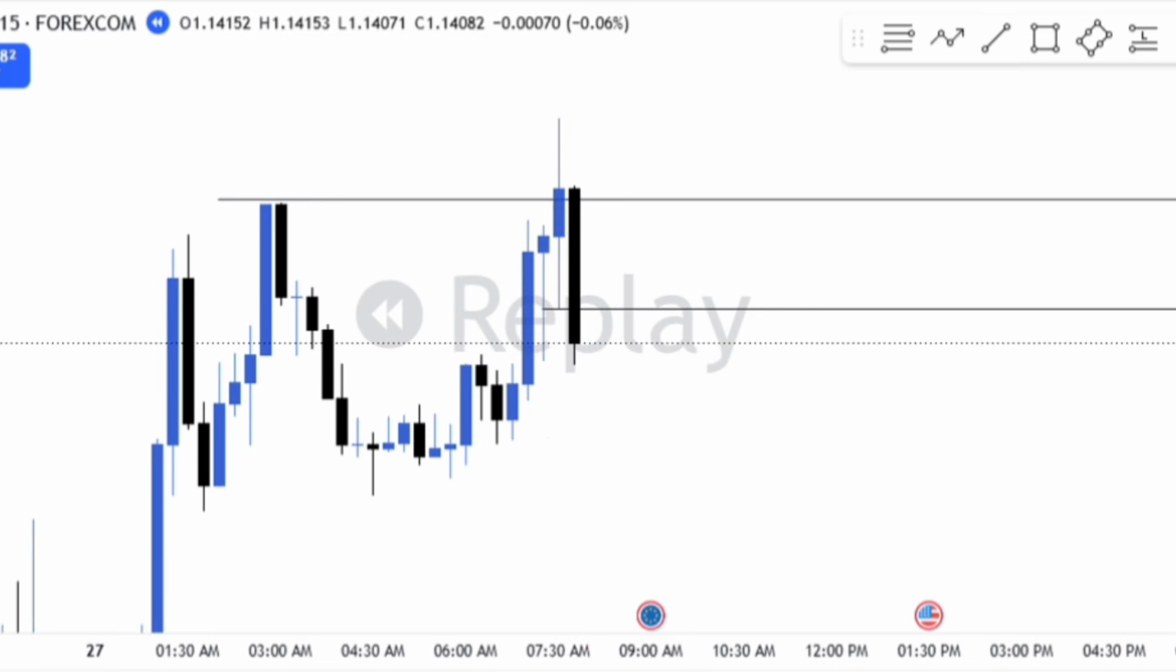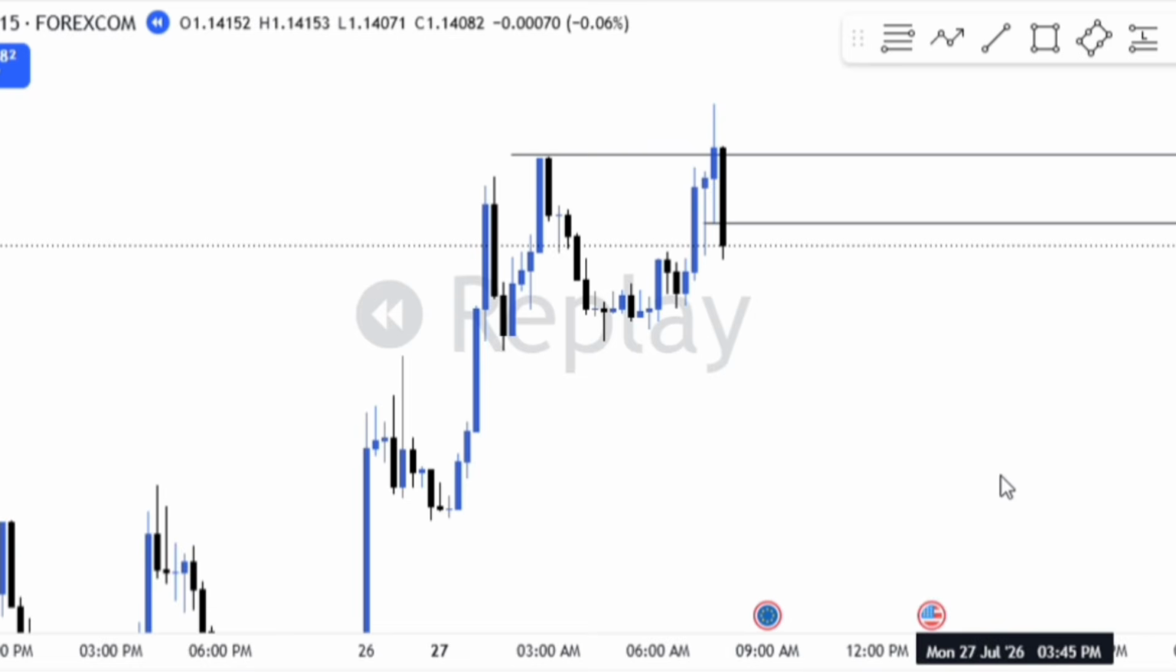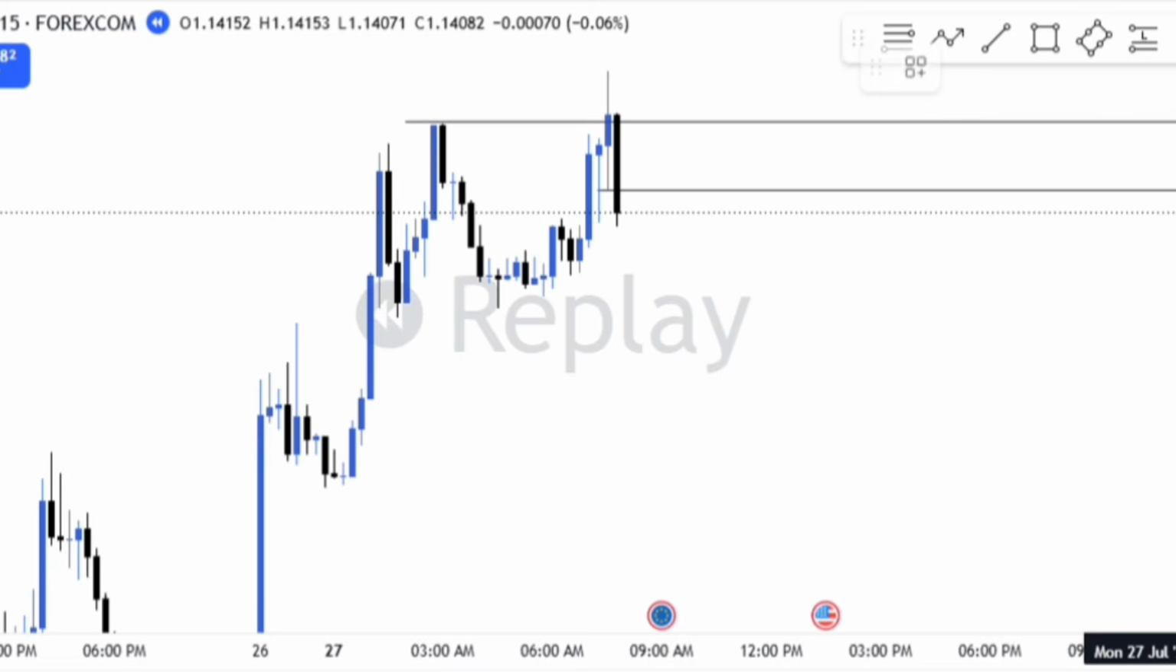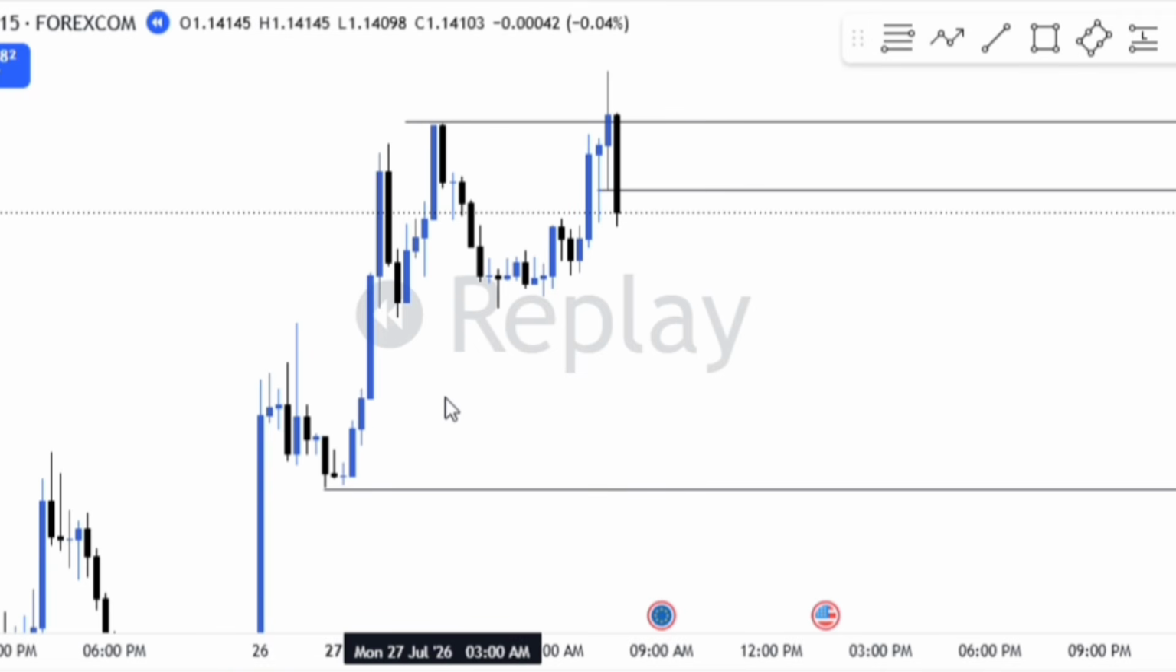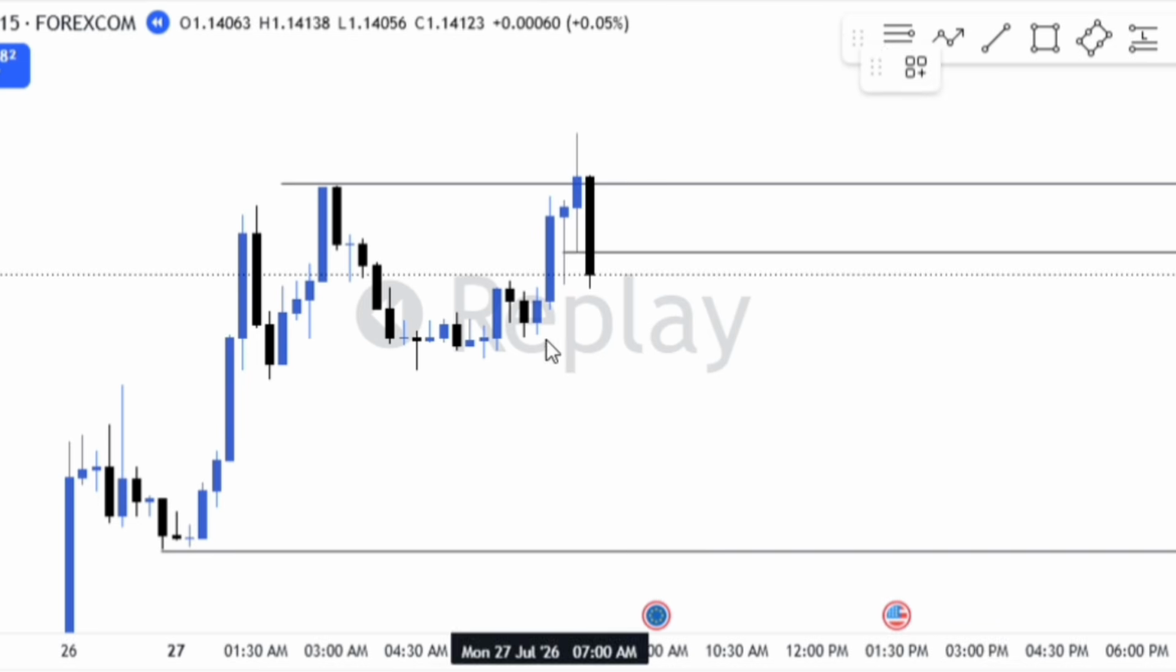Do you understand? So now, where are we targeting? Guys, we are targeting the next draw in liquidity. I think our next draw in liquidity should be here. We're targeting here as our draw in liquidity. Yes, so our entry should be exactly in this particular position.